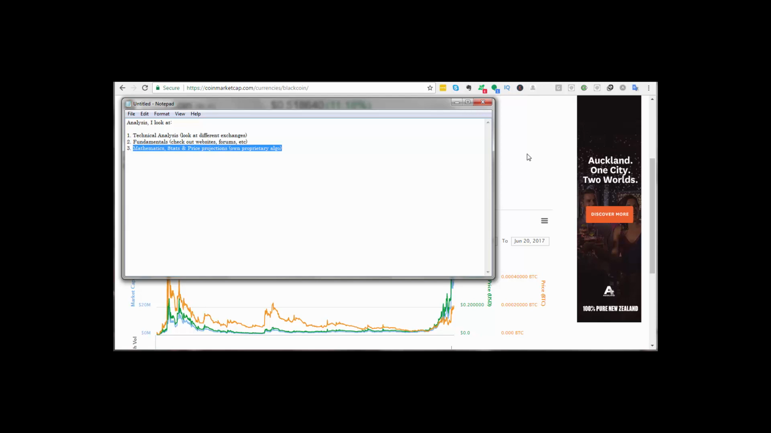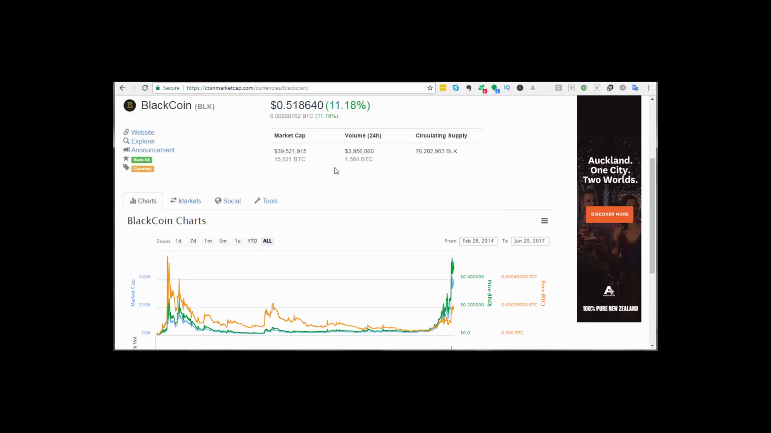So moving forward, the one I'm looking at is Blackcoin. So here's the technical analysis of Blackcoin. At the moment, it's 51 cents, and as you can see here, this is on CoinMarketCap. It started in 2014. Actually, this has been around for about 3 years now. It's still around, which is pretty good.